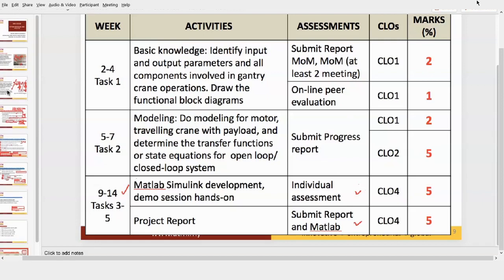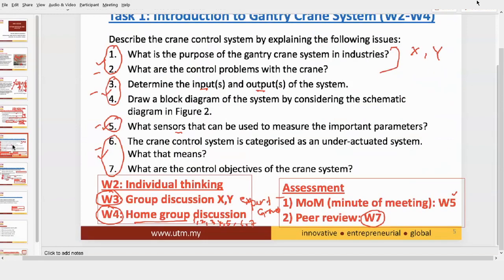I think your task, where is the task here? Sorry, this is the task given to you, correct? Actually, this is the problem. Task 1, yes, problem 5, correct? Okay, so first you think about problem 5 first. Think by yourself, and then you join group X or group Y to discuss problem 5.